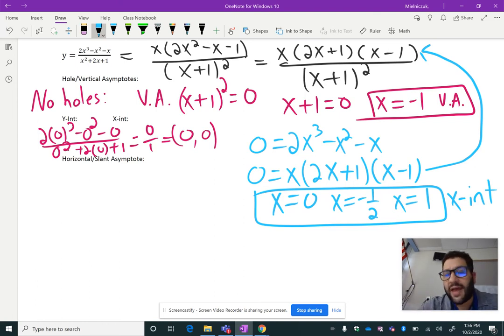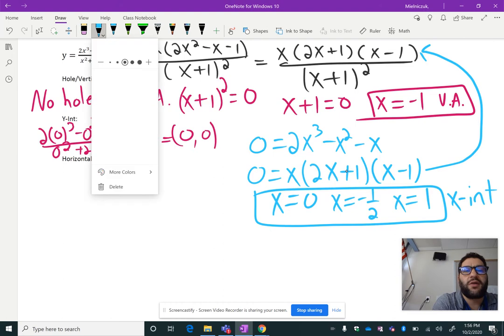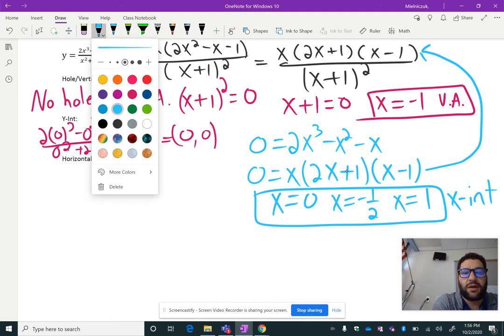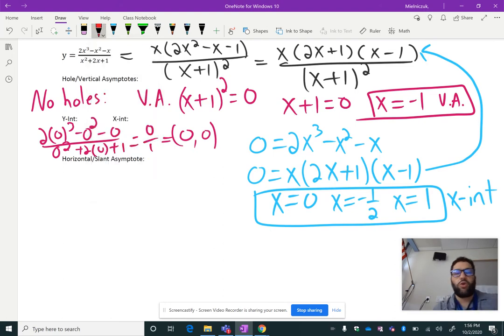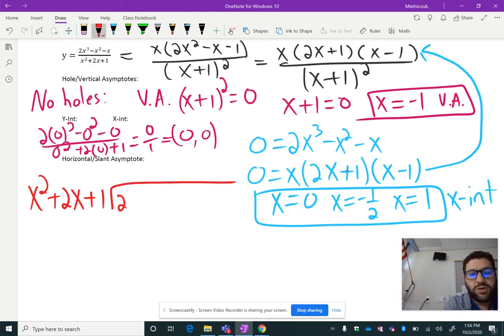Now, horizontal and slant asymptotes. If you remember the green boxes above, a slant asymptote happens when the degree of the numerator is 1 greater than the degree of the denominator. So in this case, we have a slant asymptote, and to find our answer, we must use the dreaded long division. So x squared plus 2x plus 1 into 2x cubed minus x squared minus x plus 0. Don't forget all your placeholders.